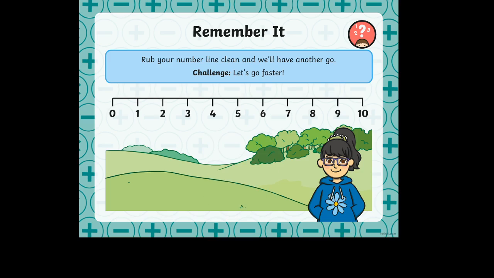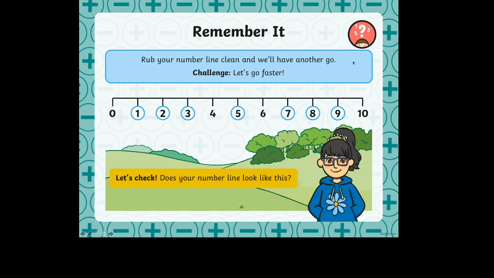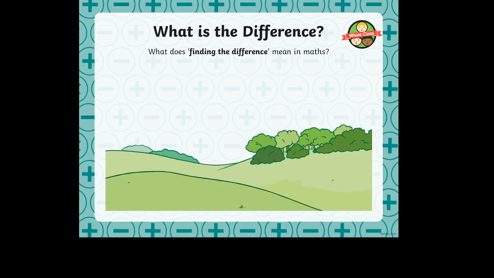Okay, that was it. So which ones have we done this time? Does it look like this? The second number line? Let's read the numbers then. So the ones that are ringed are 1, 2, 3, 5, 7, 8 and 9. Brilliant.